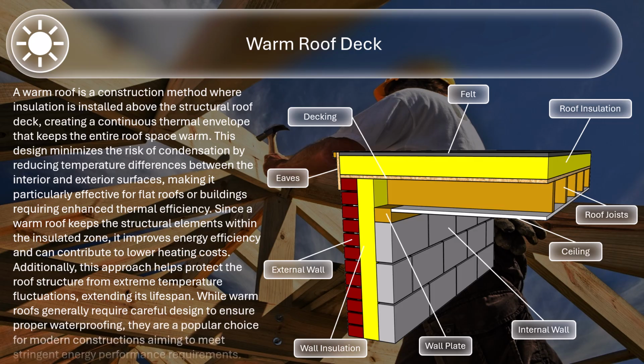Since a warm roof keeps the structural elements within the insulated zone, it improves energy efficiency and can contribute to lower heating costs. Additionally, this approach helps protect the roof structure from extreme temperature fluctuations, extending its lifespan. While warm roofs generally require careful design to ensure proper waterproofing, they are a popular choice for modern constructions aiming to meet stringent energy performance requirements. Pause the video here to study the component parts of the warm roof deck. When you're ready, resume the video to move on to roof and the environment.